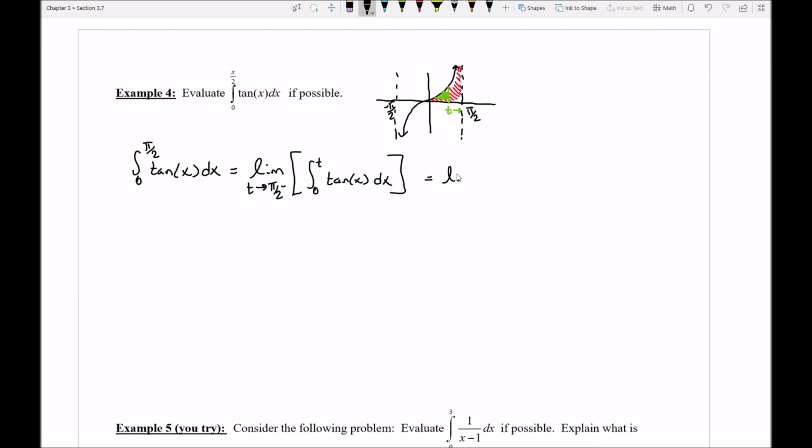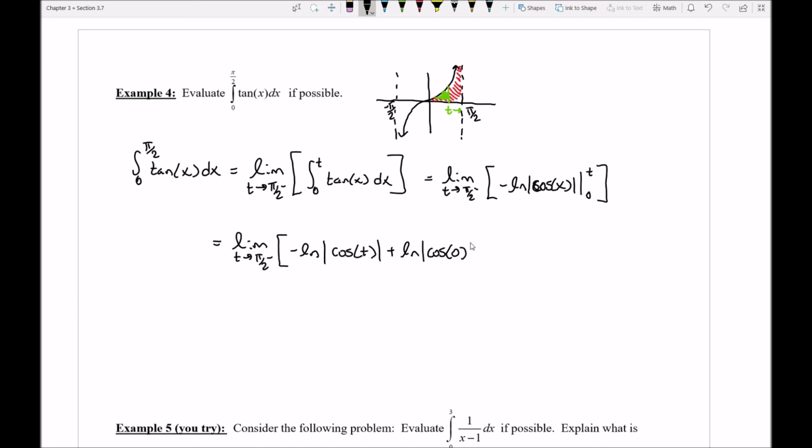Now you might recall, as we had highlighted much earlier in Chapter 3, that the antiderivative of the tangent function is a good one to remember. That formula is negative natural log of the absolute value of the cosine of x. If you don't remember that, you can always turn tangent back into sine over cosine and perform a u sub to get back to this point. Once I'm here, I just have to evaluate my antiderivative. So that's going to make it negative natural log, absolute value of the cosine of t, minus negative natural log, absolute value of the cosine of 0.